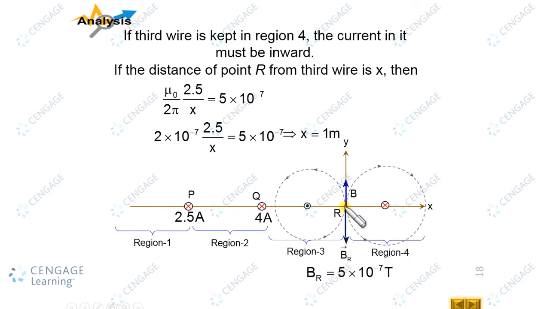If we place the third wire to the left of the point R, the current should be toward you, that is perpendicular to the plane of the screen and toward you. And if we place the third current-carrying wire to the right of R, the current should be away from you, and the wire should be placed at the same distance as before, that is 1 meter. Now let us move to the next illustration.